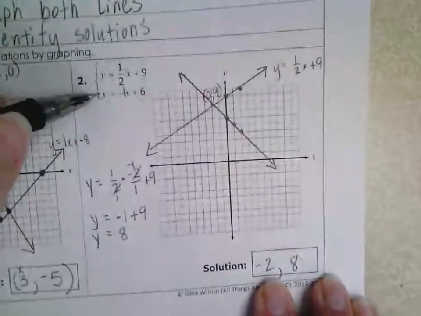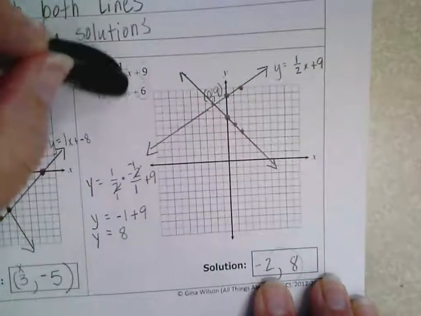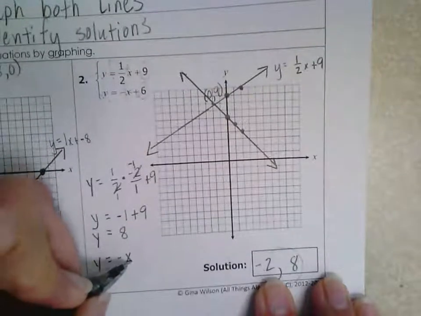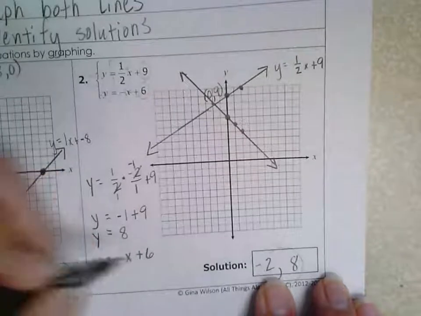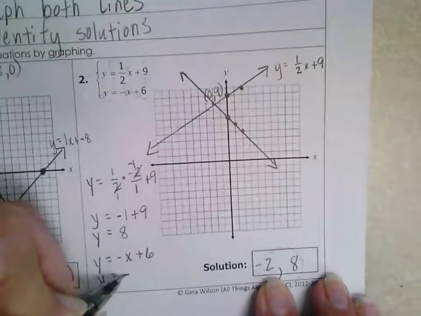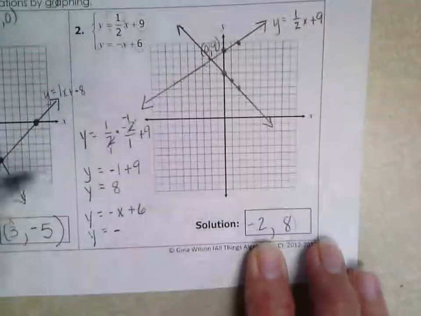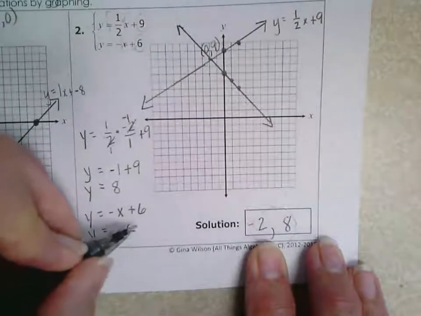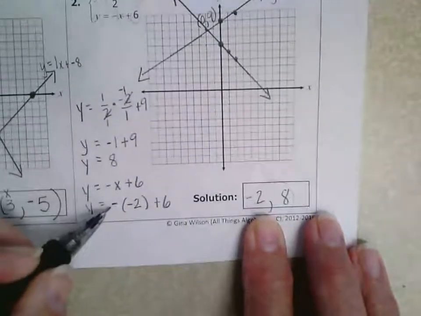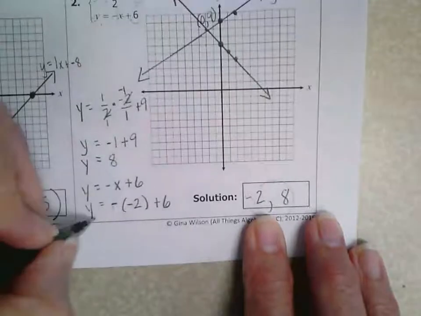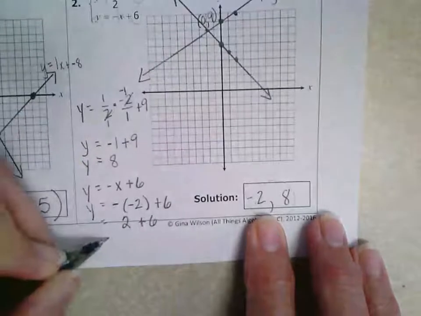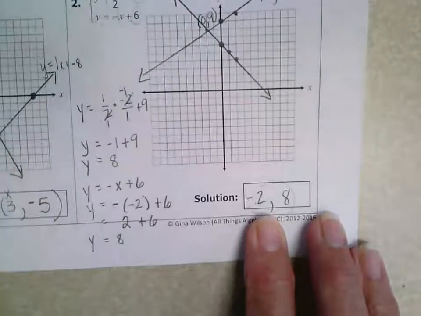Checking it out with the other equation, where I have y equals the opposite of x plus 6, that means that y is going to be equal to the opposite of whatever x is. And x in this case is -2, plus 6. So a negative times a negative is a positive. And I am going to get y is equal to 8.